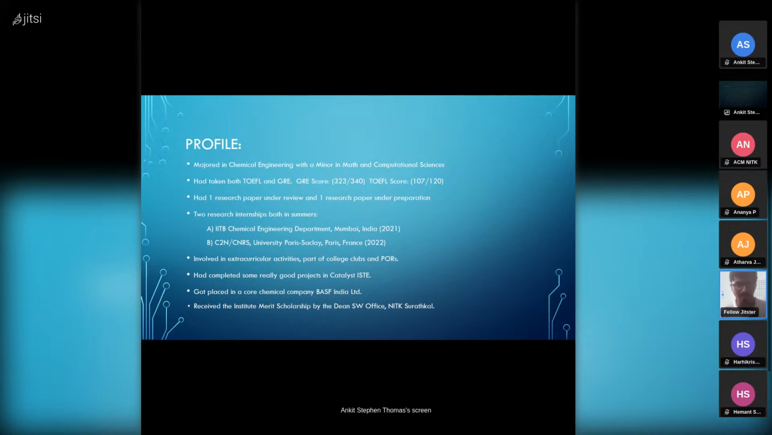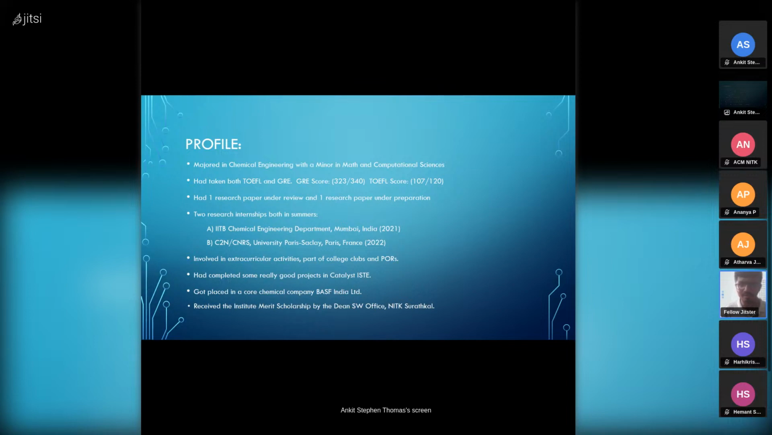And the important component of the TOEFL score for a PhD applicant, I believe, is the speaking section and the listening section. So I got a good score of 30 out of 30 in the speaking section. Yeah, that's about it. Other than that, I didn't have a publication at the time of my application. That is around August last year. But I had a research paper under review, and there was one under preparation.